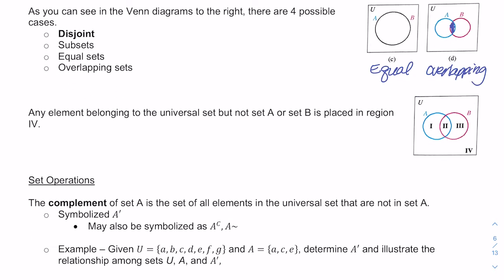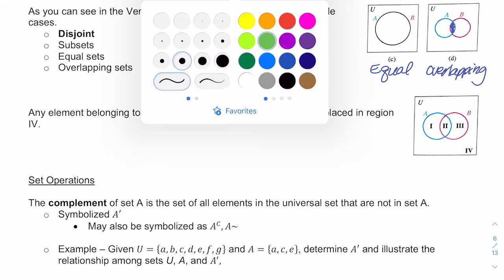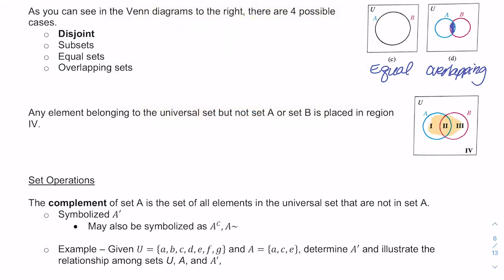Any element belonging to the universal set, but not set A or set B, is placed in region 4. So set A or set B includes both of these circles. And anything that does not belong to either of those would be placed in region 4. So basically, it would be anything out here in the rectangle that's not part of the circle. And we would place that down there where region 4 is. And we'll look at that a little bit more.